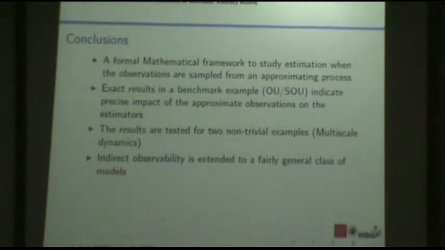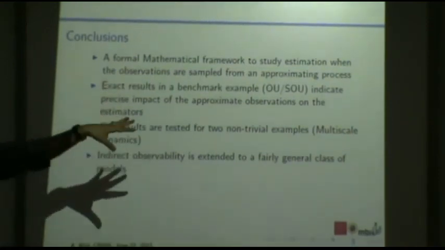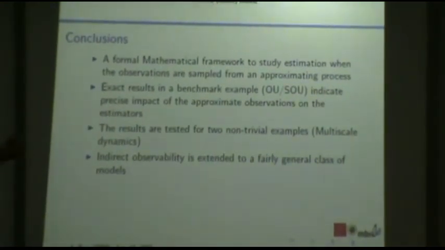Just concluding, we put forth a formal mathematical framework to study estimation when the observations are actually coming from an approximating process and not the fixed process which is being estimated. We've derived some conditions to ensure asymptotic consistency of the parameter estimates. We considered some prototypical models where exact results could be found, and the results were also tested on the multi-scale system, the additive triad system that we had, and then extended to the stochastic volatility case.